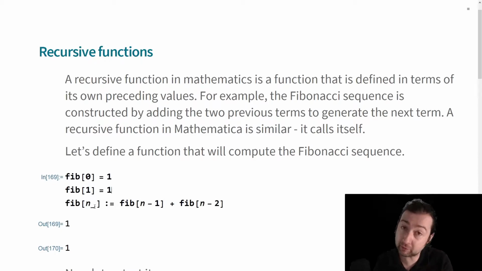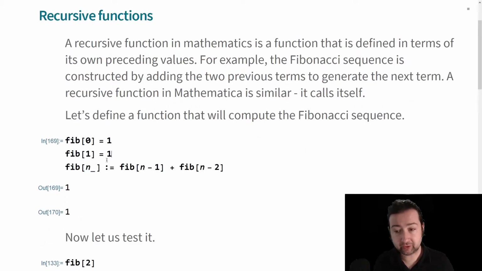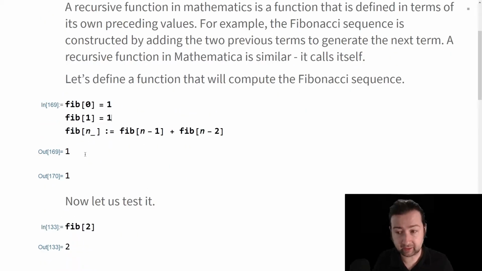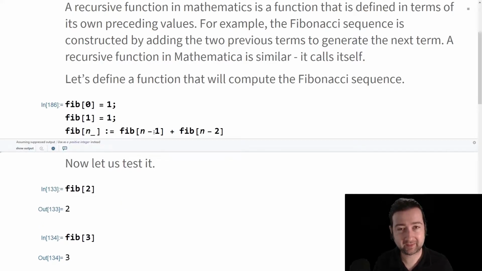And if those have further calls inside of them, it will keep going backwards until it finds something that it knows. So our function definition is that fib of n is equal to fib of n minus 1 plus fib of n minus 2. So let's test this out. The 1 and the 1 here came from the fact that I did not put my semicolons at the end of the values there. Okay, so let's test it.